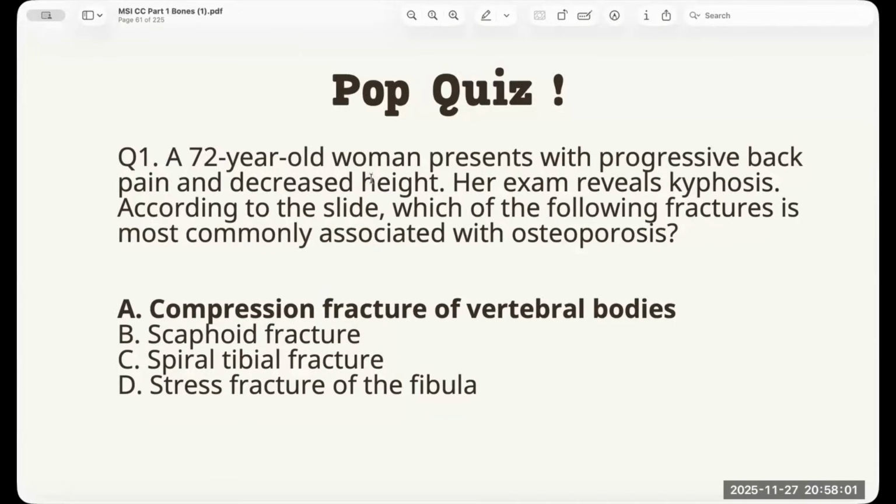So please make sure, as it says here, most commonly. So that would be it, all right.